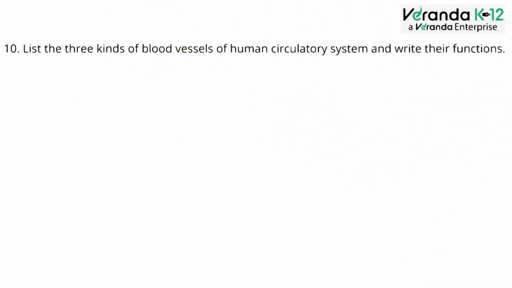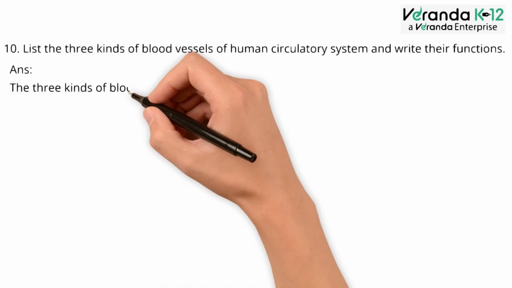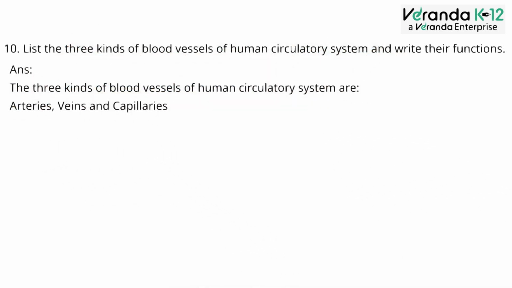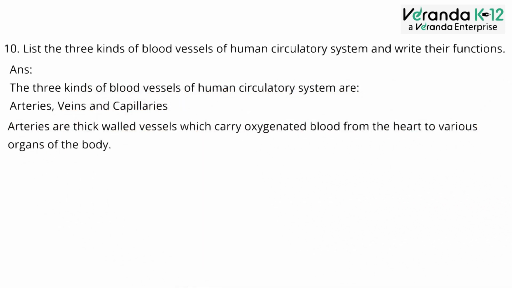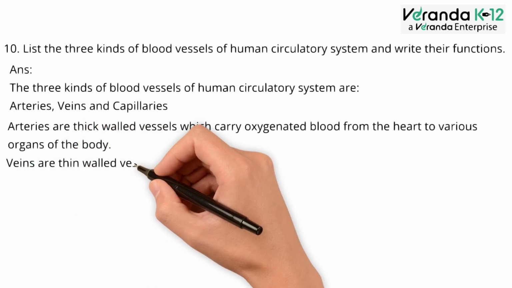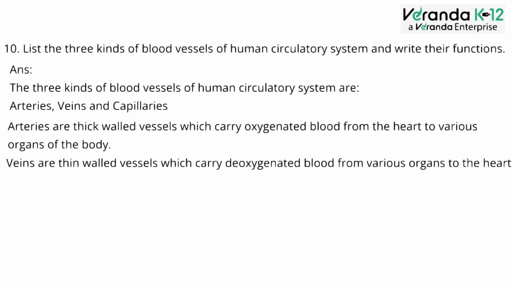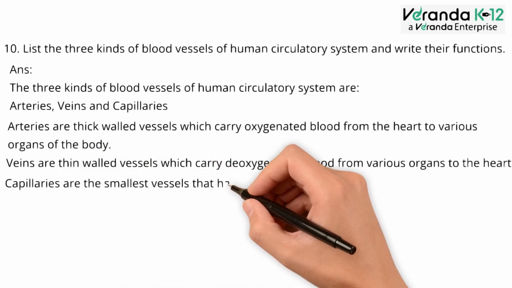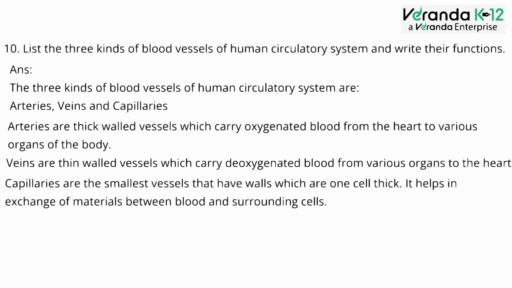Question number 10. List the 3 kinds of blood vessels of human circulatory system and write their functions. Arteries, veins and capillaries are the 3 kinds of blood vessels. Arteries are thick-walled vessels which carry oxygenated blood from the heart to various organs of the body. Veins are thin-walled vessels that carry deoxygenated blood from various organs to the heart. Capillaries are the smallest vessels that have walls which are one cell thick. They help in exchange of materials between blood and the surrounding cells.